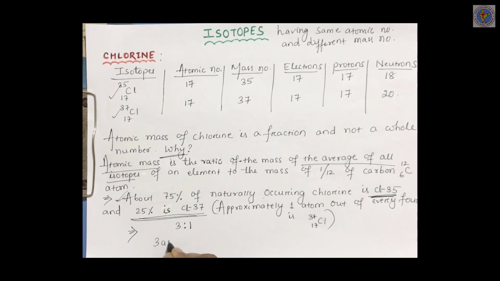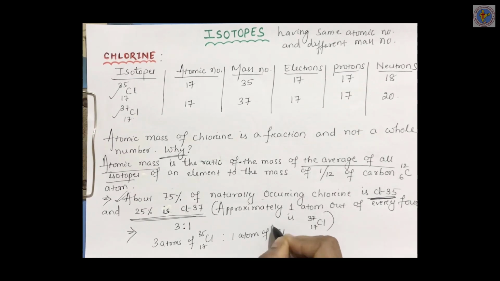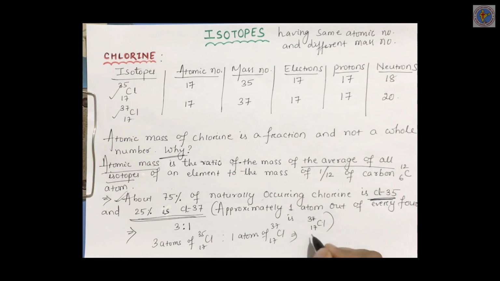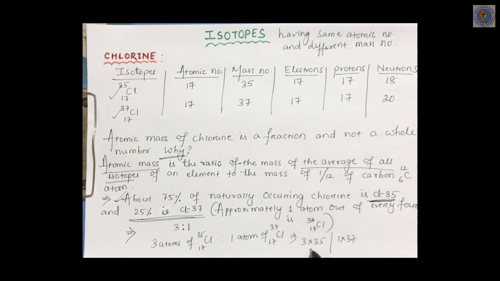That means 3 atoms of chlorine 35 (17) and 1 atom of chlorine 37 (17). So here 3 atoms of chlorine 35 means 3 into 35, and 1 atom of chlorine 37 means we will get 1 into 37. So 3 into 35 is your 105 and 1 into 37 is your 37.